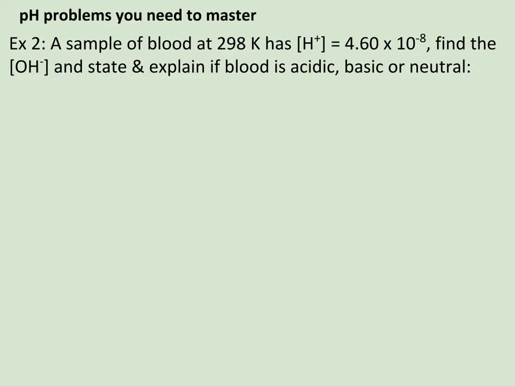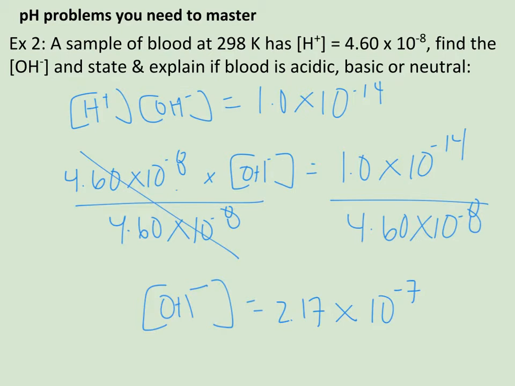So if I move this to the other side, leaving just my OH minus, I can plug and chug here and find that my OH minus concentration is equal to 2.17 times 10 to the minus 7th, and my label would be moles per decimeter cubed because concentration does have a label. And a quick way to double check your solution here is if I take my OH minus concentration times my H plus concentration, if I multiply these two, I should get 1 times 10 to the minus 14th back, which I do.